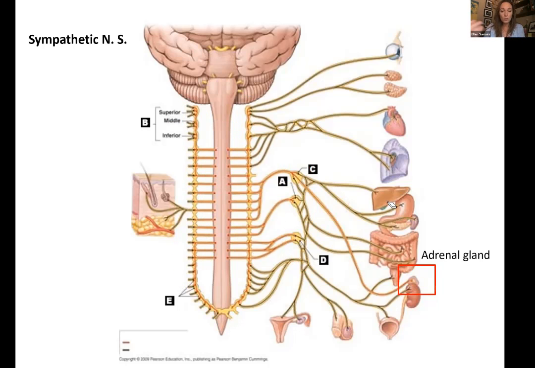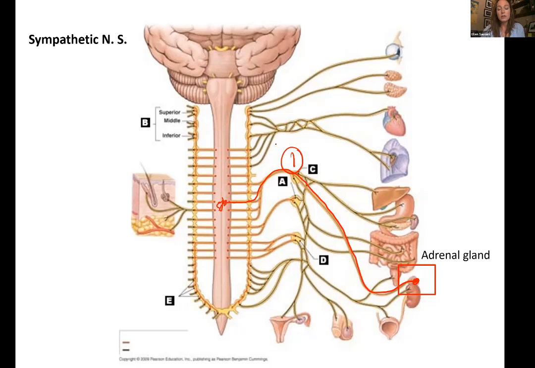The final weird thing about the sympathetic nervous system is the adrenal gland. I want you to notice, say we have a cell body and dendrite. We come off the spinal cord and go all the way to the adrenal gland. And that is still step 1. We haven't synapsed onto a second one.